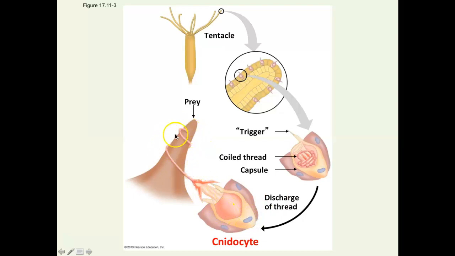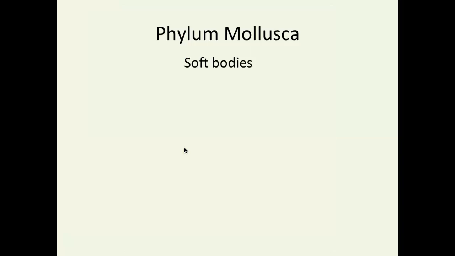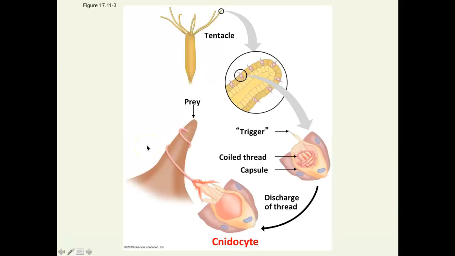So there's venom or some kind of toxin that can be injected into the prey as well. And it either stuns the animal or it can actually kill the animal. All right, so that is our phylum Cnidaria. I'm going to go ahead and pause that. That's two phyla down. Moving on to the rest with our next segments.